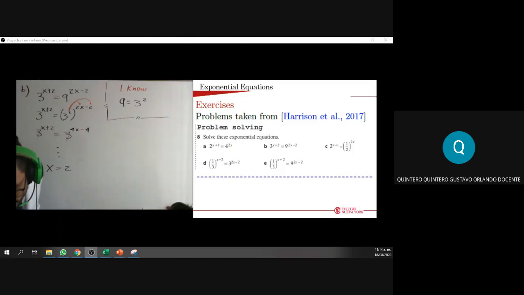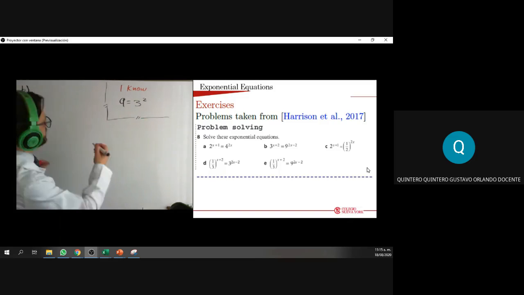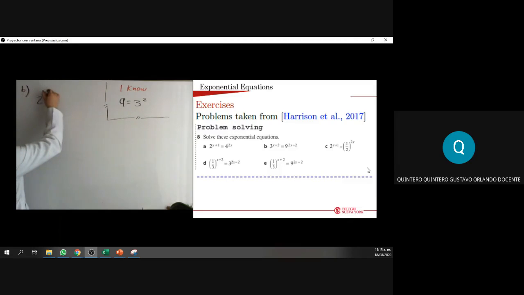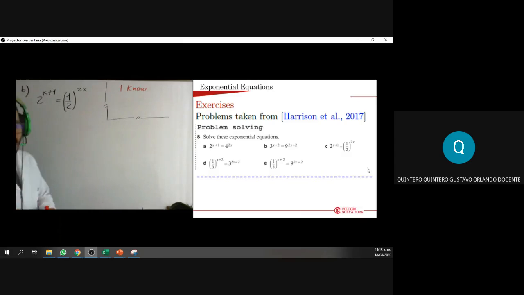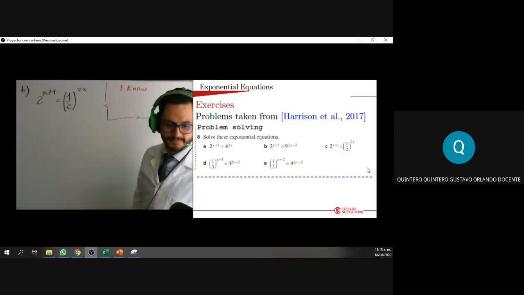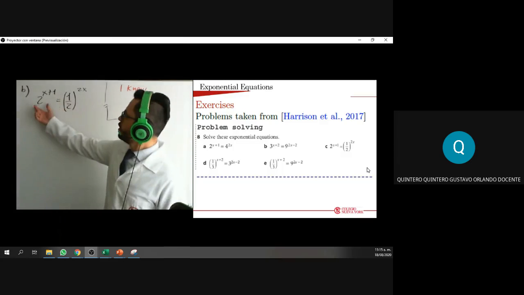All right. Let's jump into the question C. That is the one I want to show you guys how to solve. This is 2 elevated to the x plus 1 equals 1/2 elevated to the 2x. Look at this, guys. We have a 2, we have a 1/2.